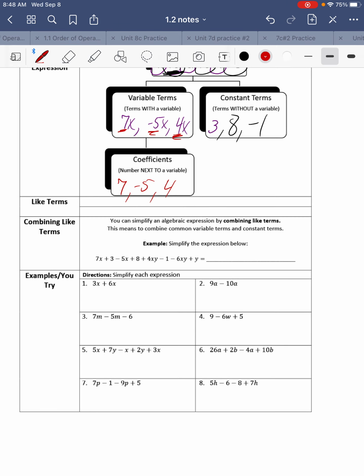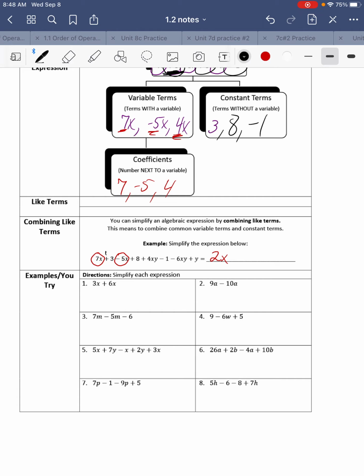So you can simplify an algebraic expression by combining like terms. This means to combine common variable terms and constant terms. So we're going to simplify this problem. We have 7 x's, and we subtract 5 x's, and I don't see any other term with just an x in it. So I have 7x minus 5x is 2x. 7 minus 5 is 2.